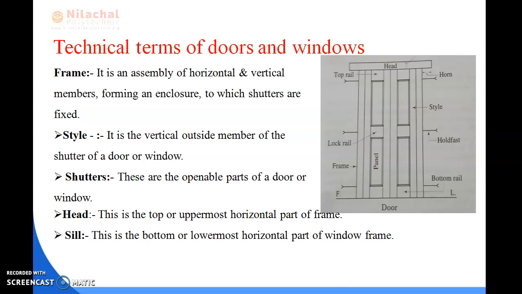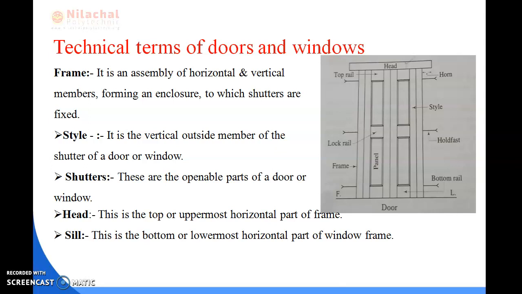Okay, so what are the terms? We'll be reading about this. First, I've already told you that doors and windows consist of two parts: the frame and the shutter. What do you mean by frame? It is an assembly of horizontal and vertical members forming an enclosure to which the shutters are fixed. So where the shutters have been fixed, this is known as the frame, an assembly of horizontal and vertical members.